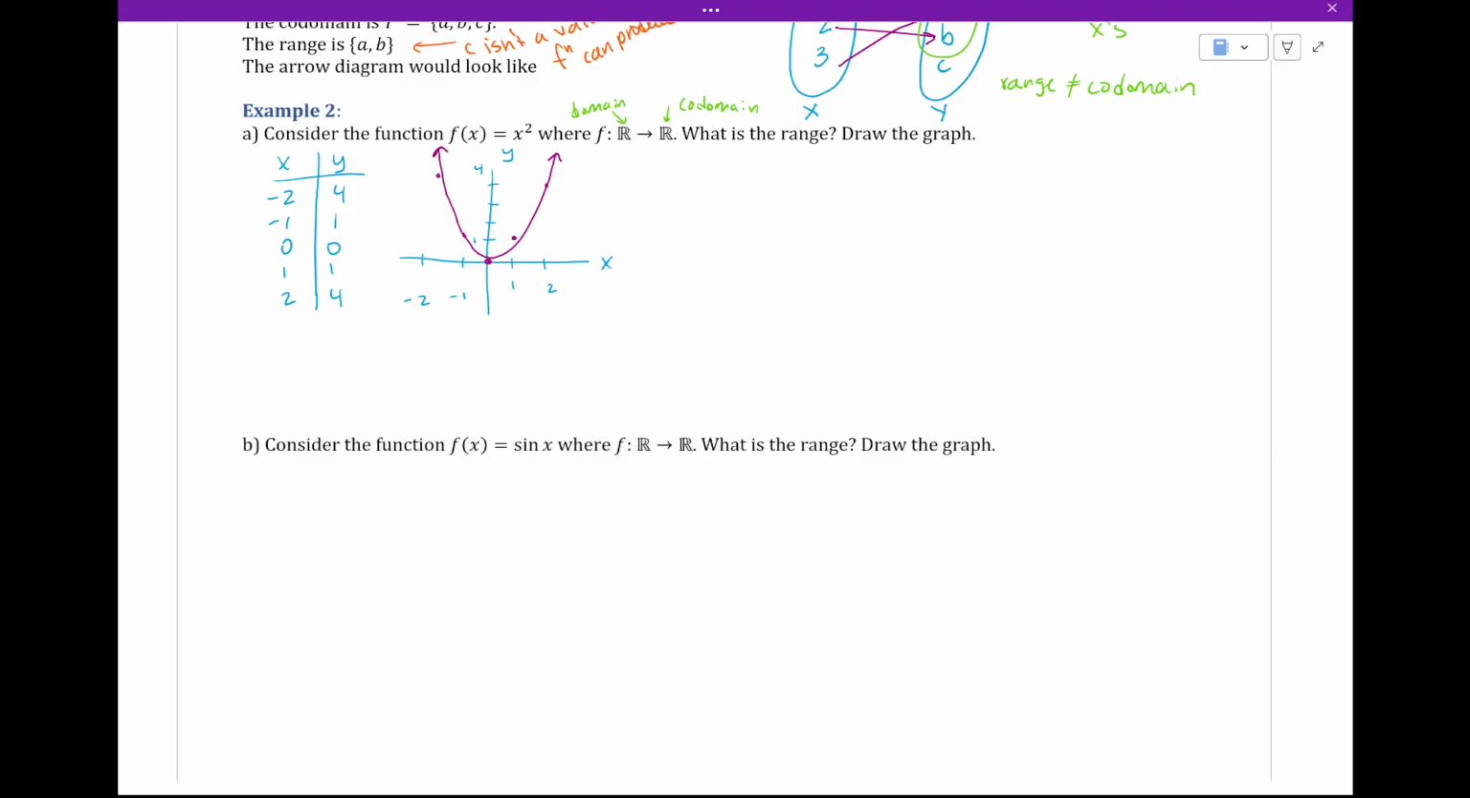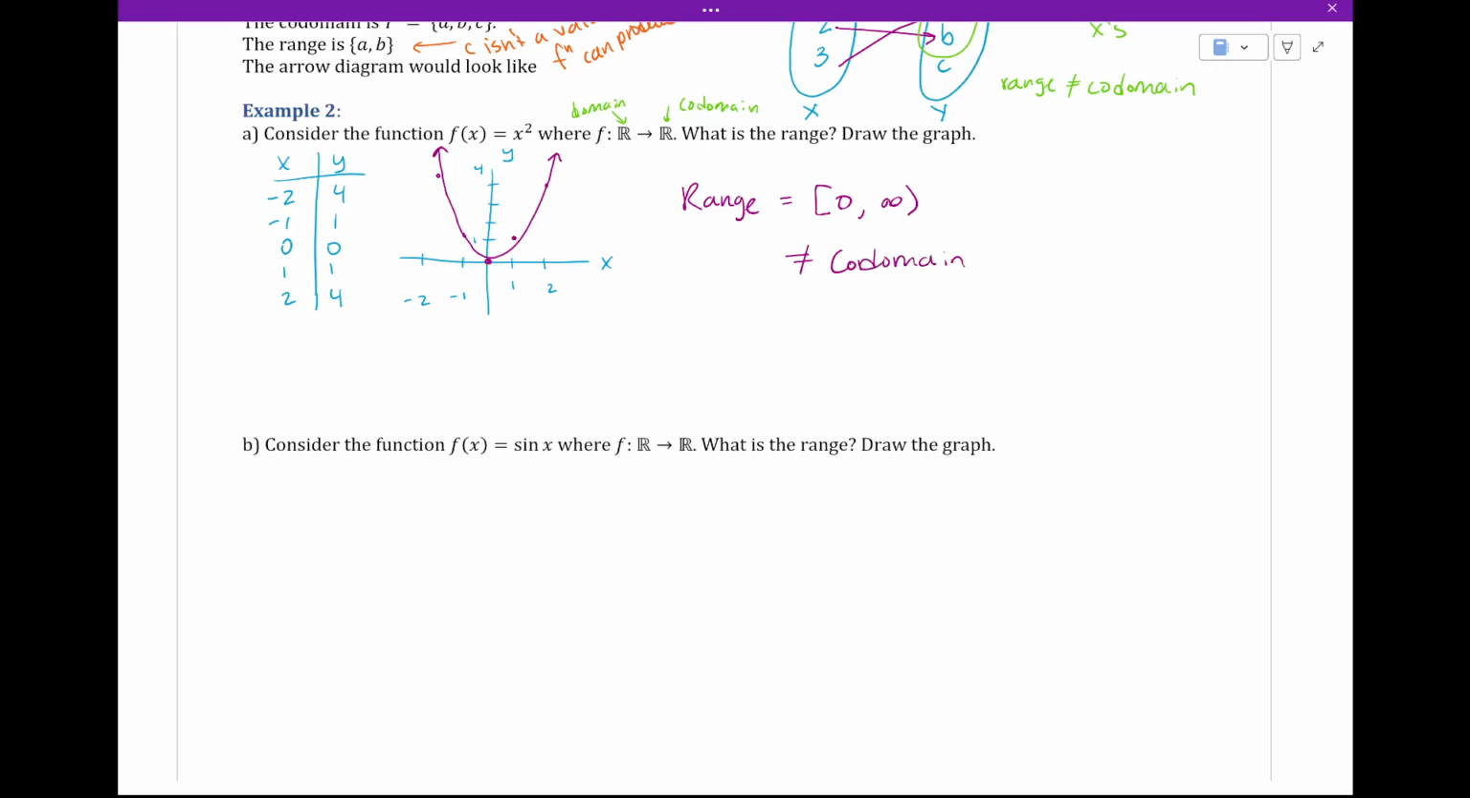The range are the y values that my function actually goes to. And it looks like the smallest one here is 0, and it goes up from there. So our range is 0 to infinity, including 0, which is not the same as the codomain.